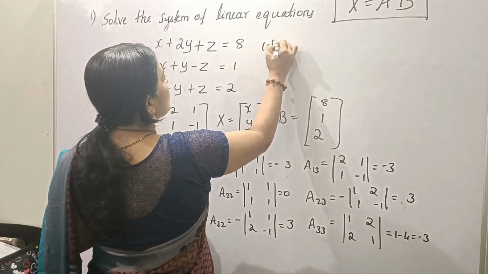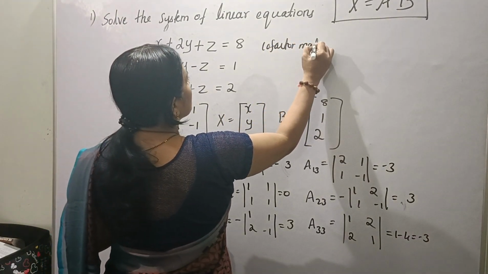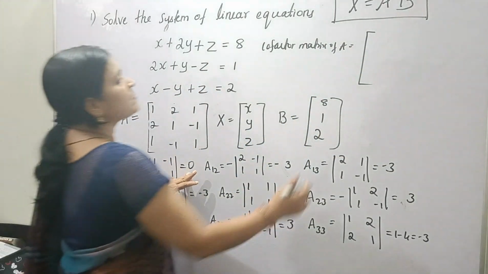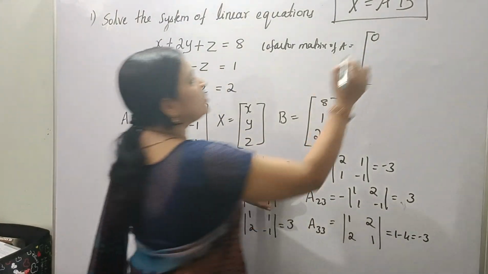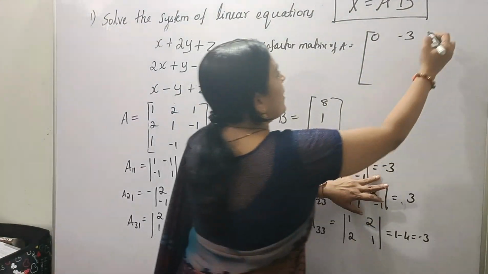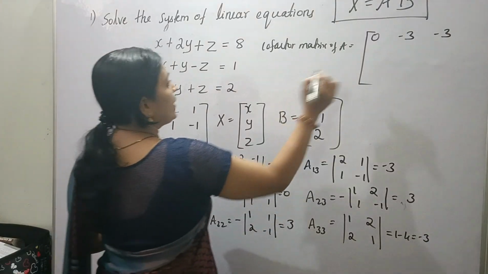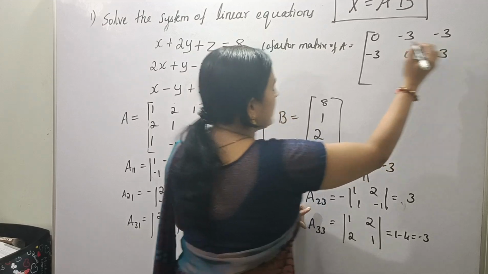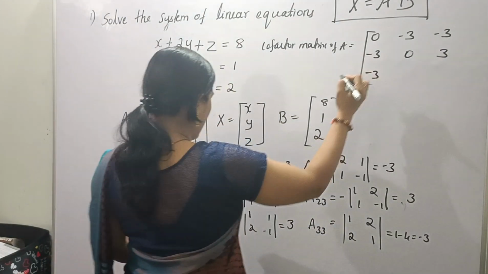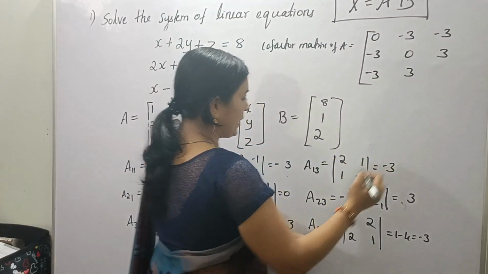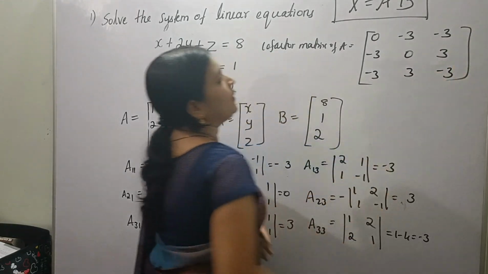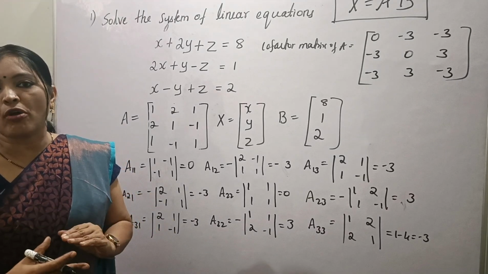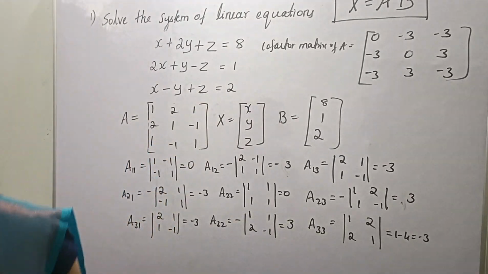The cofactor matrix of A is equal to: A11 0, A12 minus 3, A13 minus 3, A21 minus 3, A22 0, A23 3, A31 minus 3, A32 3, A33 minus 3. Now let's write the adjoint of A. The adjoint of A is nothing but the transpose of the cofactor matrix.